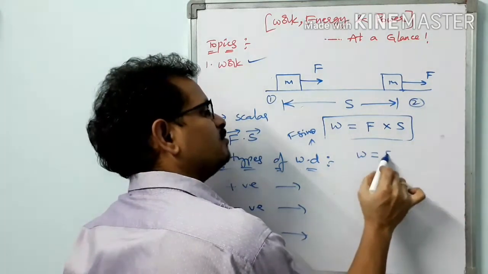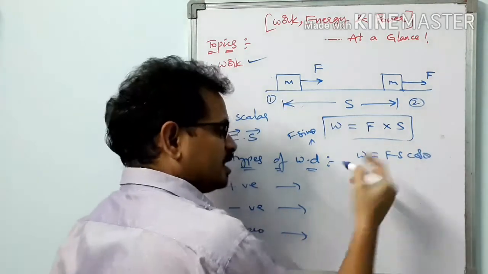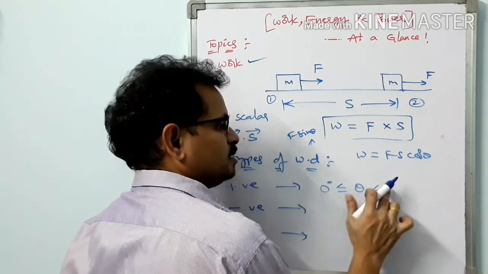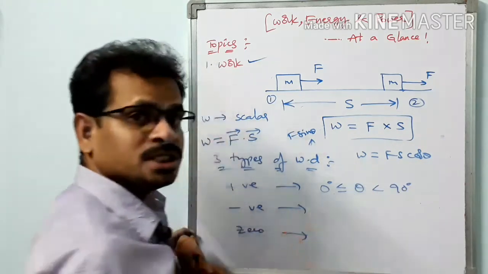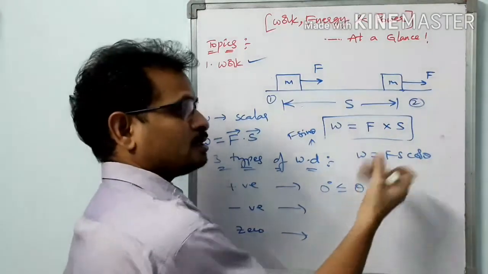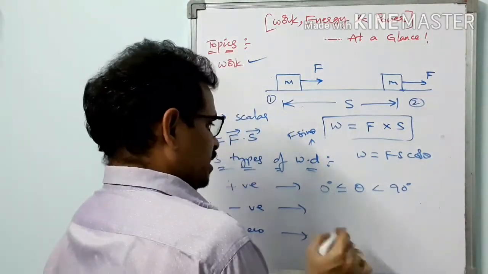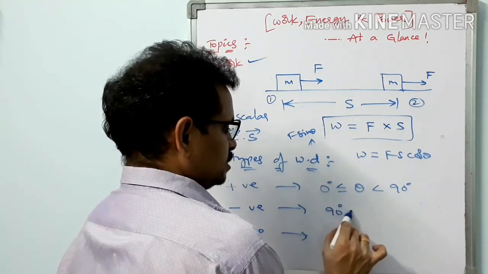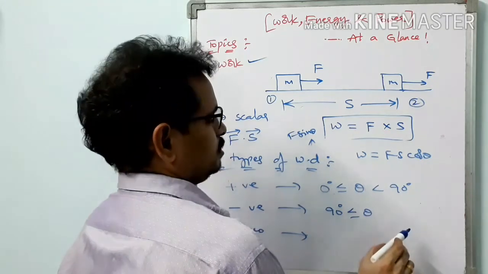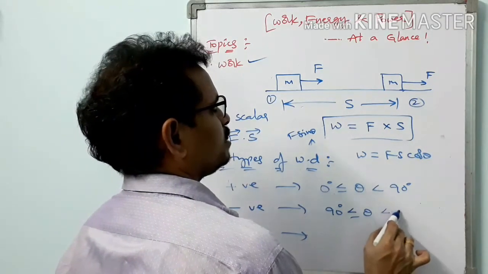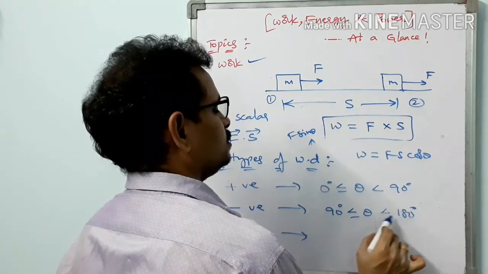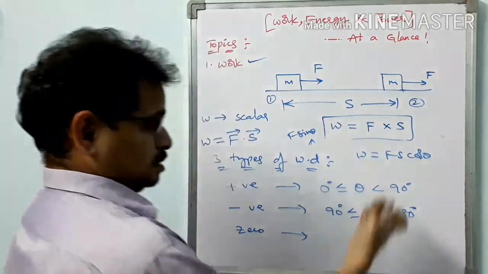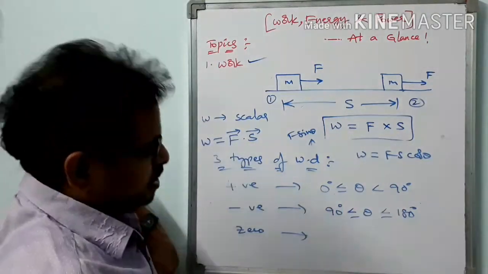So we know W equal to Fs cos theta. If theta is greater than or equal to 0 degrees and less than 90 degrees, then work is positive, because when theta lies in the first quadrant, cos theta is positive. And for negative values, theta is greater than or equal to 90 degrees and less than or equal to 180 degrees. In this case, theta lies in the second quadrant and hence the work done is negative here.